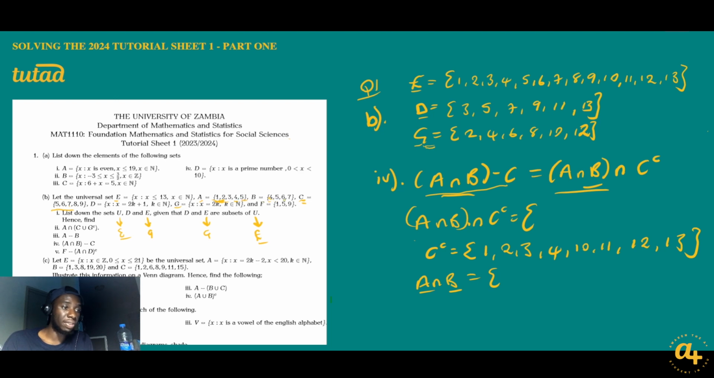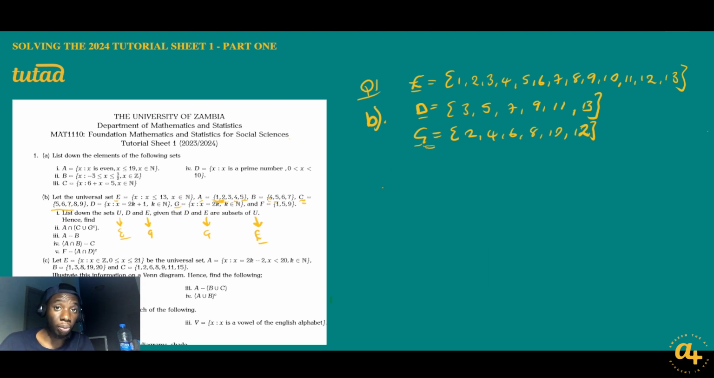We also have 5 in set A. We also have 5 in set B. Therefore, the common elements in both set A and set B are 4 and 5. Alright, so that's our A intersection B. Now we know what our A intersection B is. We also know what our C complement is. Let us find the set A intersection B intersection C complement. So when we look at both sets, the only element that's common in C complement and A intersection B is what? Is 4. Therefore, A intersection B intersection C complement is going to equal 4. Alright, and this is our final answer.